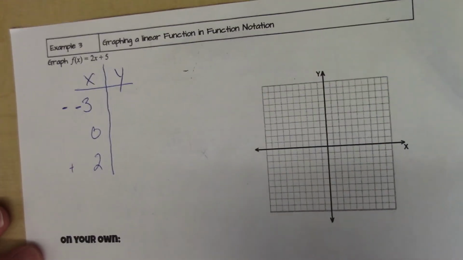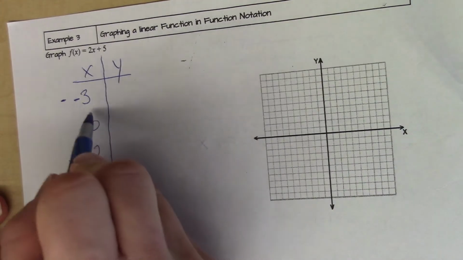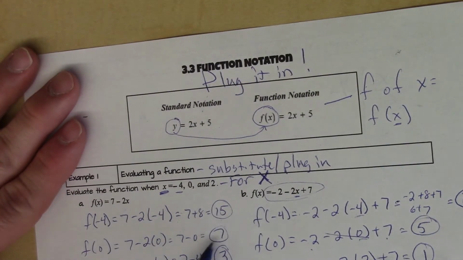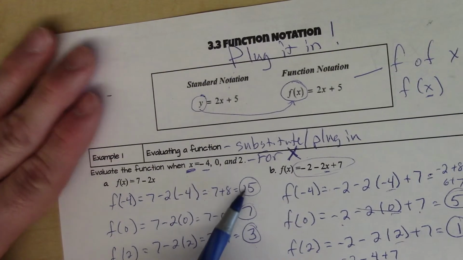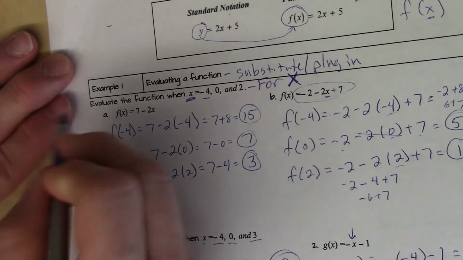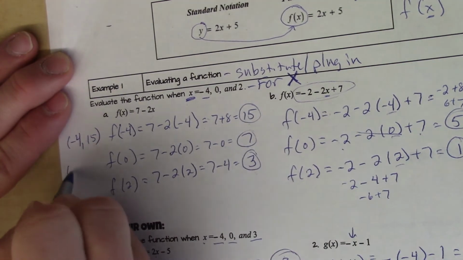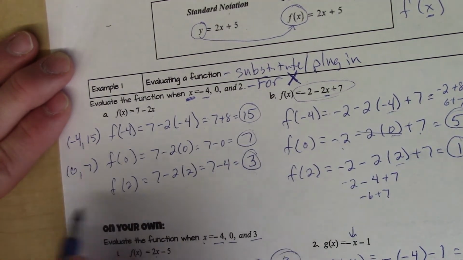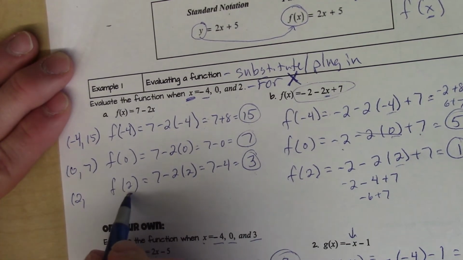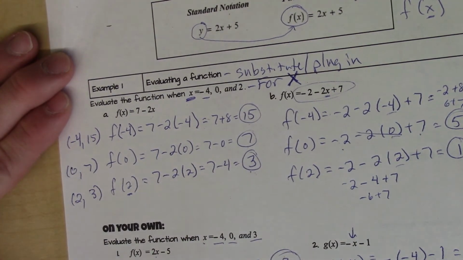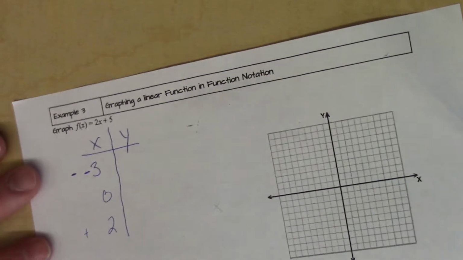Okay? So, what I mean by it, I give you x values. On the previous page, when I gave you x values, you just plugged them in and found those values. What this does, this right here, creates the point negative 4, 15. This creates the point 0, 7. And this creates the point 2, 3, because I plugged in x, I got a y. And then I just plot those points. So let's apply that to what we're doing here.